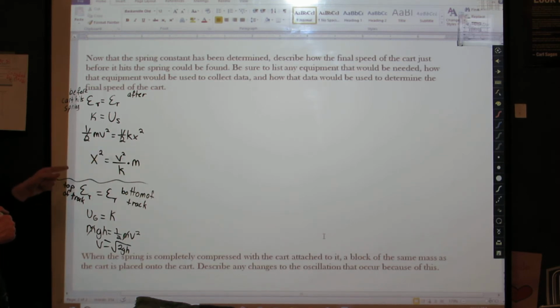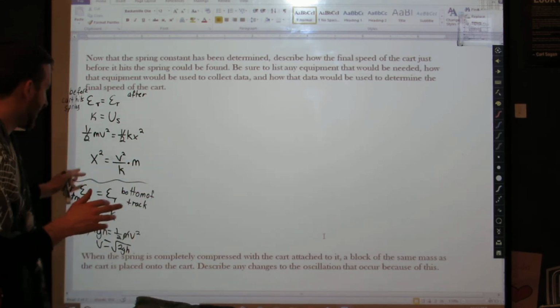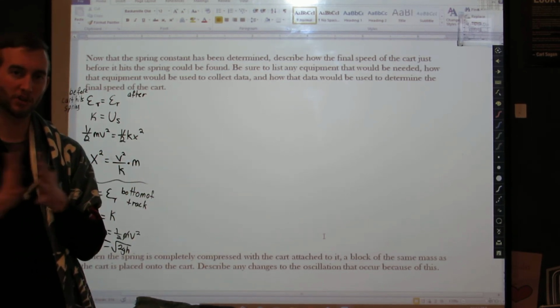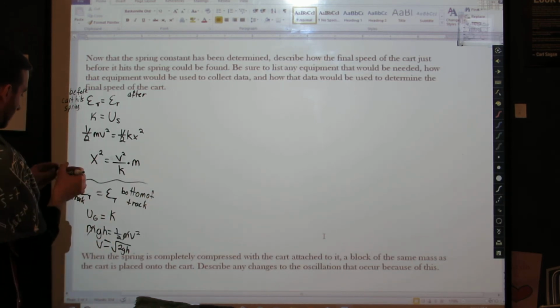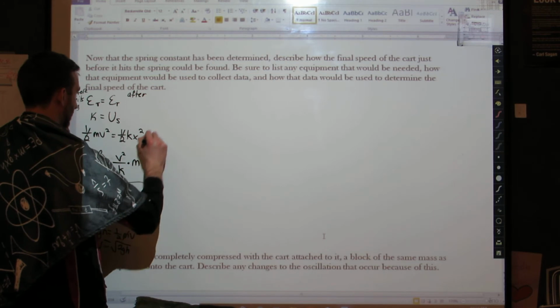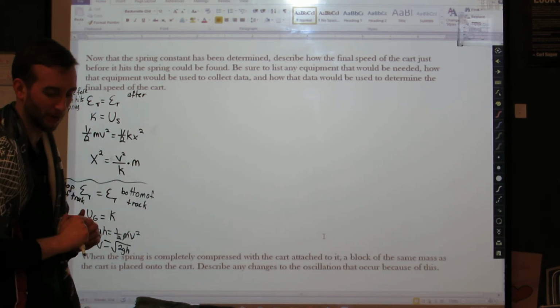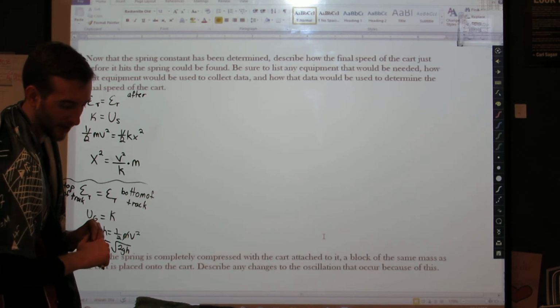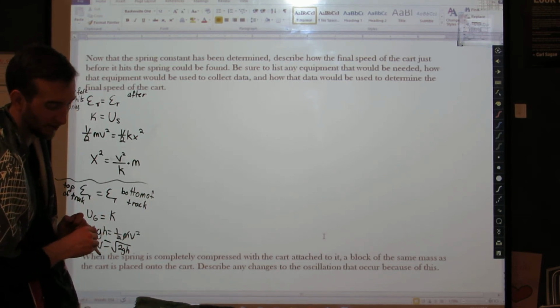And if we were to make a graph of x squared versus the mass, how much the spring compresses, squared versus the mass. You know what? I'll save it for a little bit. Let's do the experiment. Let's list the steps, the things that we need to measure first.